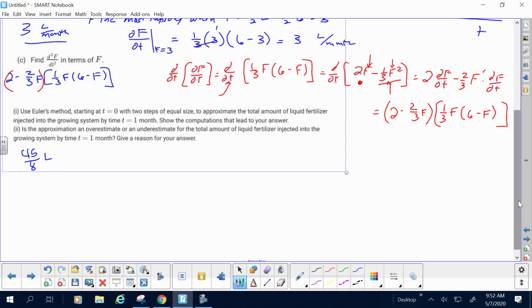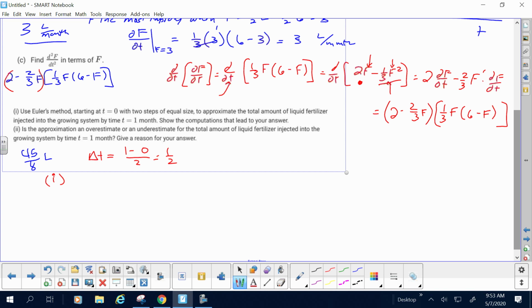All right. Using Euler's method, starting at time 0 with 2 steps of equal size, approximate the total amount of liquid fertilizer at 1 month. So the change in time, I'm trying to get from 0 months to 1 month in 2 steps. So I'm going to make half-month steps. Step sizes are half. Show the computations that lead to your answer. Is the approximation an overestimate? Oh boy. So let's do part 1 here. Actually, I might need to clean up the second derivative, but we'll see.